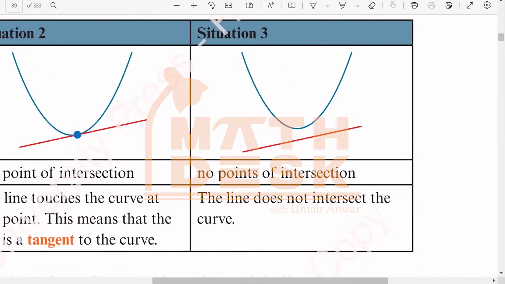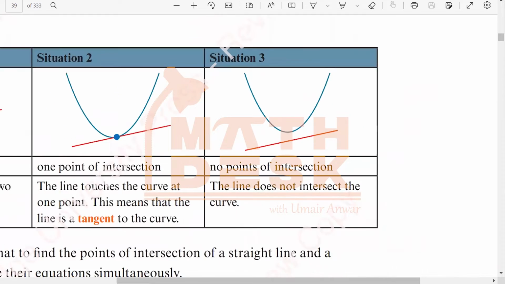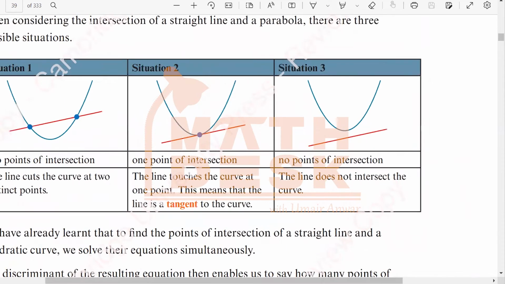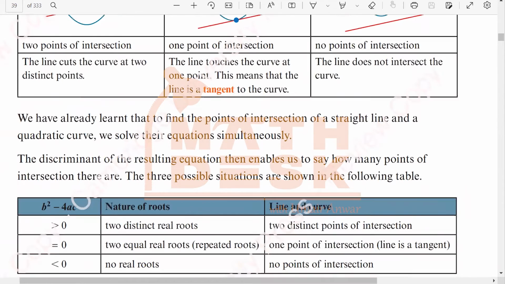And similarly, there could be a third situation that the line does not intersect the curve at all. So it means that we are not going to get any points of intersection when we are solving them simultaneously.